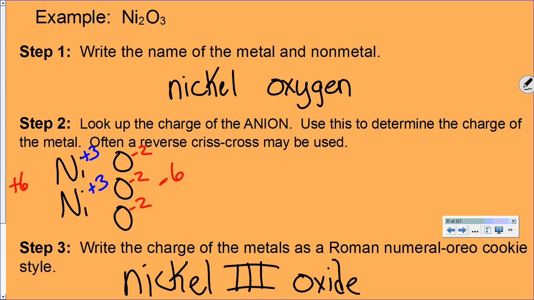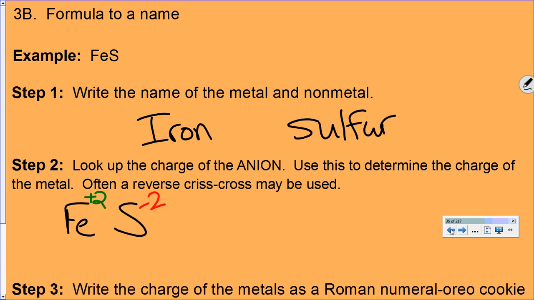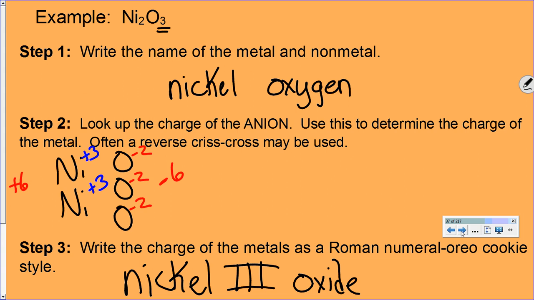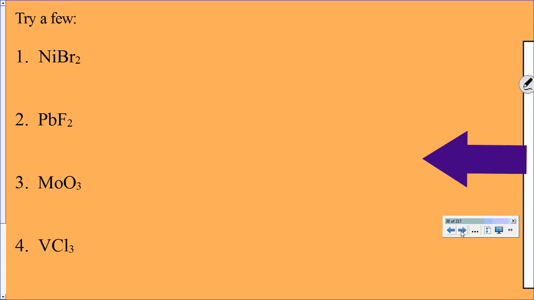Some people kind of look at this as reverse crisscrossing. So since this is a 3 here, that told you nickel's charge is 3. That can work sometimes, but then if you have canceling, it doesn't work. For example, it did not work in this example. So you ended up with a Roman numeral 2, which was not a subscript on either of those. So be cautious if you're doing it that way.